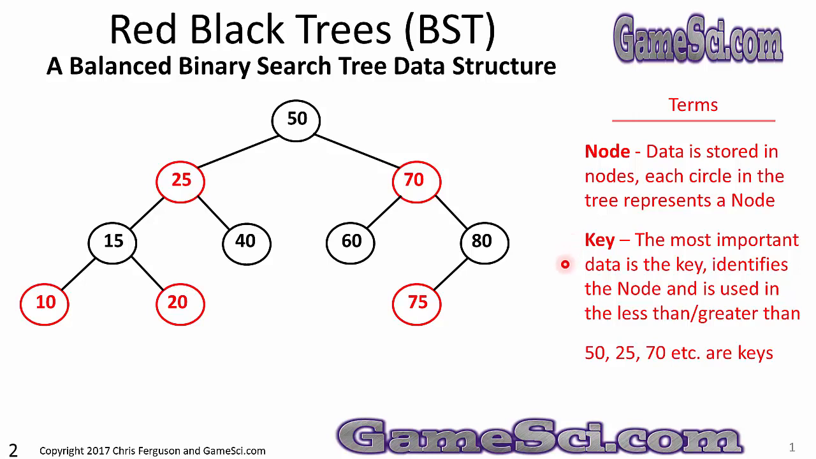Key is the most important data. It identifies the node and is used in the less than or greater than rule. This key 25, everybody to the left is less than 25. Everybody to the right is greater than 25. 50, 25, 70 are keys pictured in the red-black tree nodes.